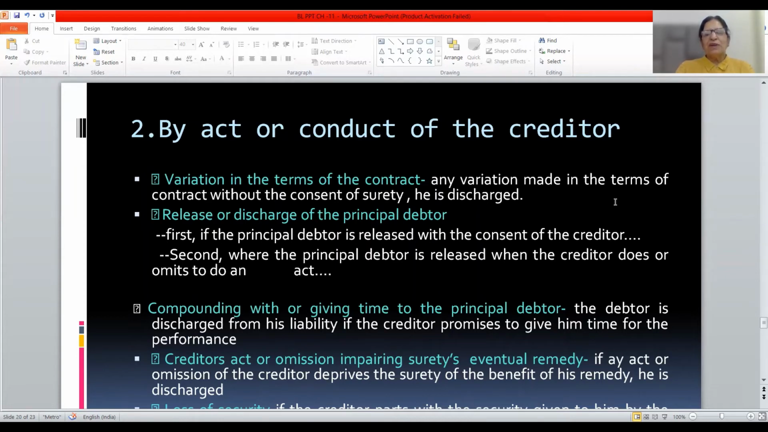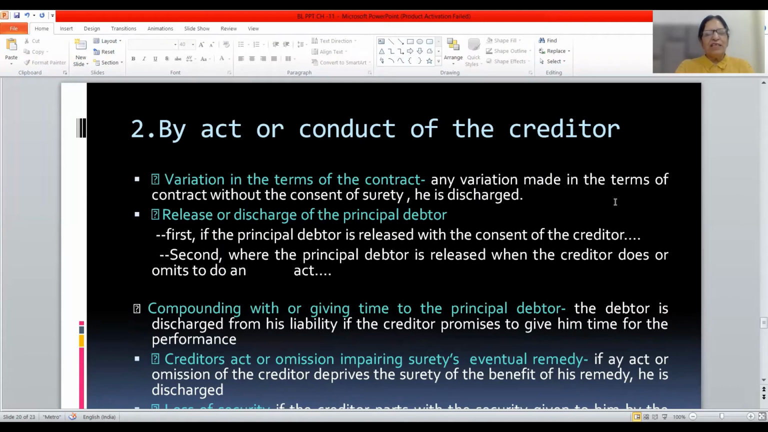And now what has happened, friends? Owner has failed to supply material. Then it is not possible for the contractor to get the work done from his workers. So it means principal debtor has been discharged. The contractor has been discharged through the act of the owner. Then the surety will automatically be discharged.